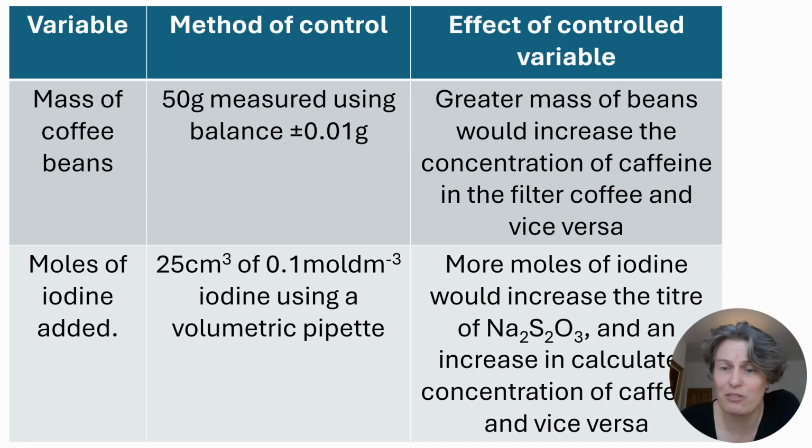Now, as well as this, and I've not put it in my PowerPoint, you should also have a table for uncontrolled variables. And these are ones that you can't control. So I can't, for instance, control how the coffee beans were stored before I bought them, but I can try and limit the impact. So with uncontrolled variables, you can try and limit, even if they are uncontrolled.